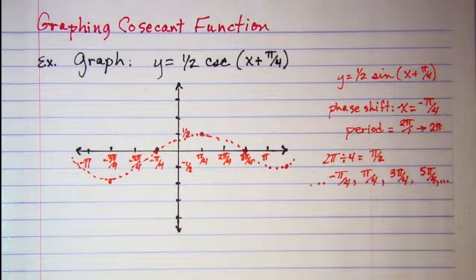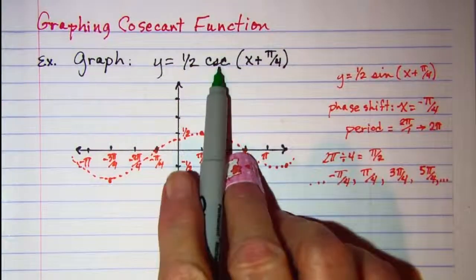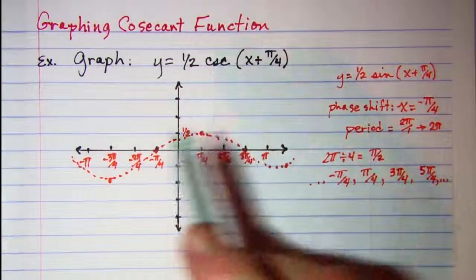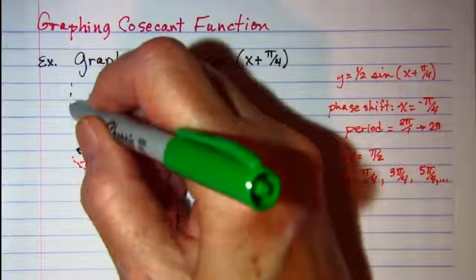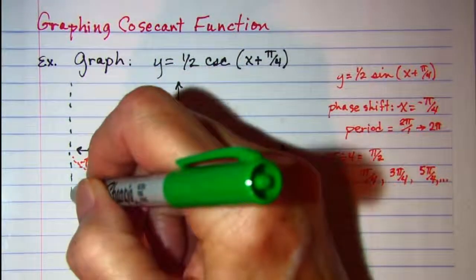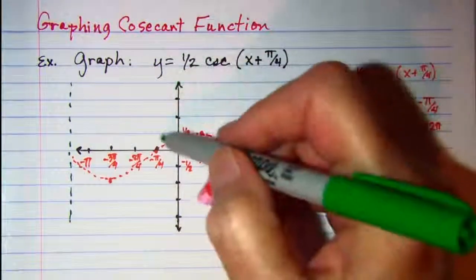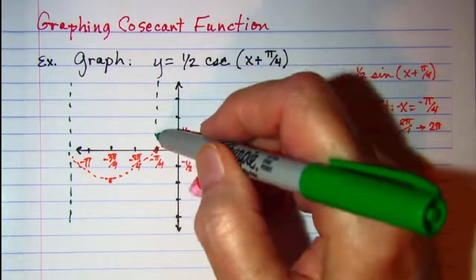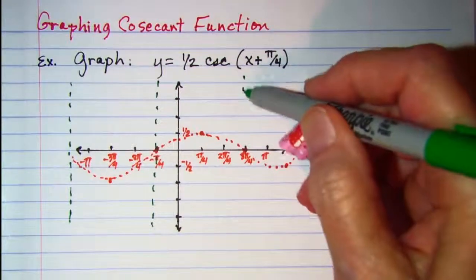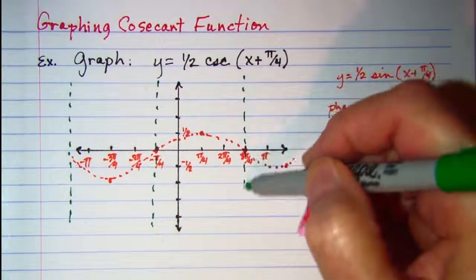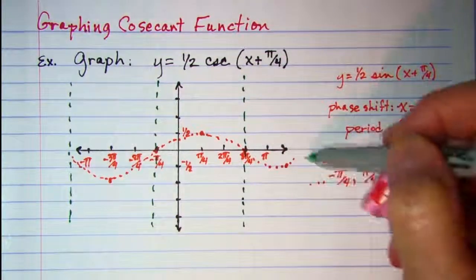Now, every place where my sine curve has a 0, my cosecant curve is going to have an asymptote. So I'll have an asymptote back here, an asymptote here at negative pi over 4, and another one here, and then over here.